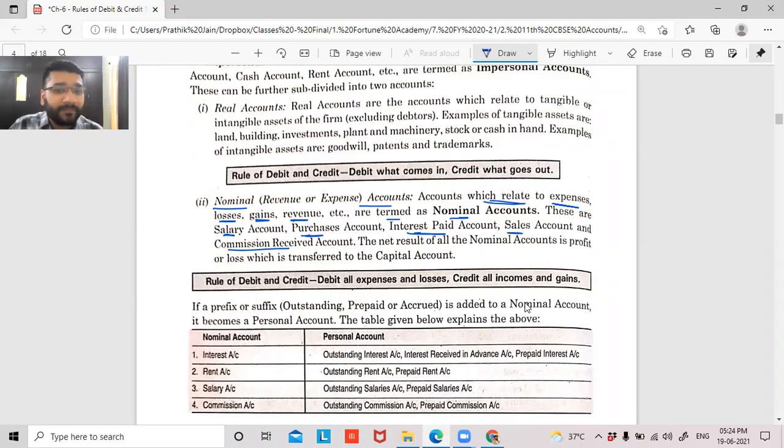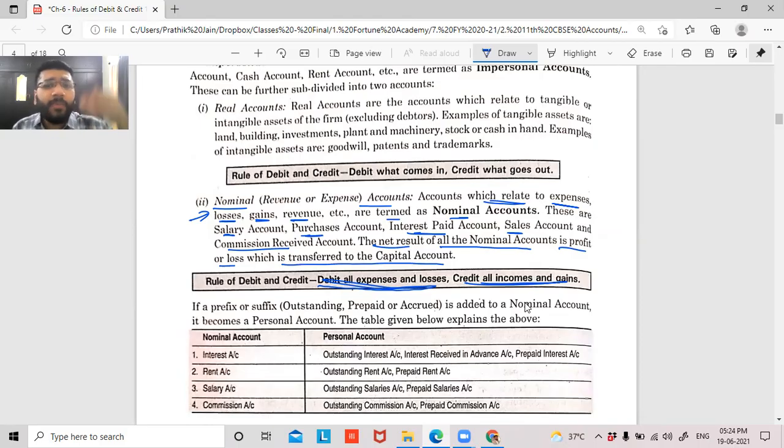Commission, income. So whenever you come across any account which has got the flavor of income, expense, gain, and loss, you will look up to the nominal rule. And what does the nominal rule say? Debit all expenses, losses, credit all incomes and gains. Right? The net result of all the nominal accounts is profit or loss, which is transferred to capital account.